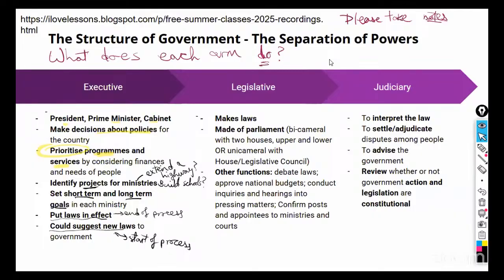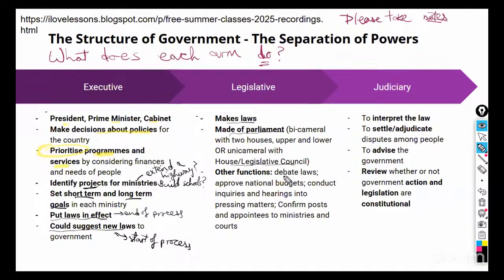All right, the legislative arm makes the laws, right? So let's focus on understanding everything, and then for homework you could finish writing the notes. You come back to the recording, come back to the notes, right? So they make the laws. Who is in the legislative parliament, which is bicameral with two houses, upper and lower house, or unicameral with house and legislative council? If you wrote this just now, you don't need to write it again.